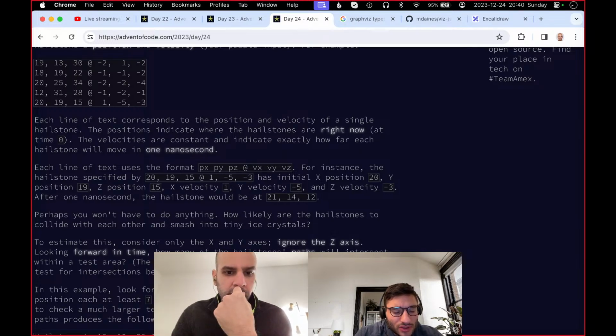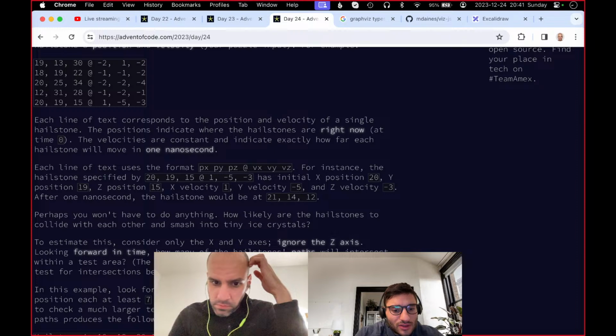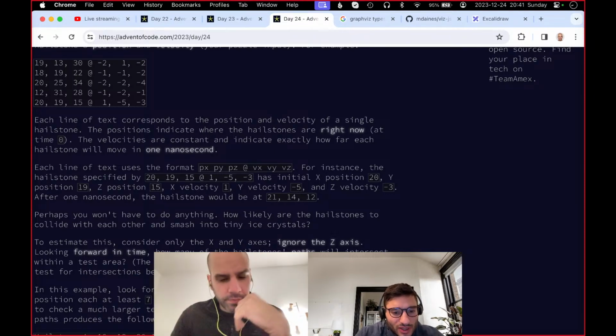So each line of text uses px, py, pz, vx, vy, vz. For instance, the hailstone specified at 19, 13, 30 has an initial position of 19, 13, 30 and a velocity of -2, 1, -2. After 1 nanosecond, it will be at 17, 14, 28. Okay, makes sense.